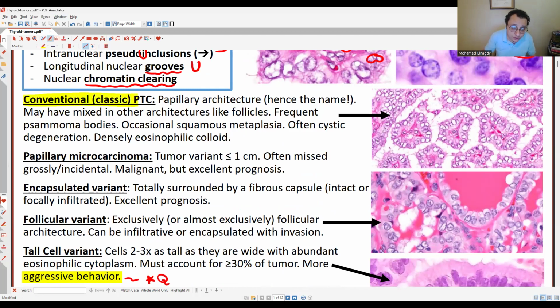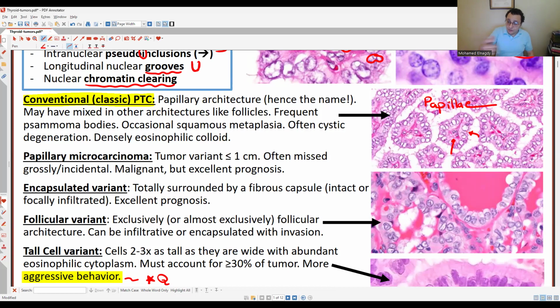of course, the conventional type, the classic type, which looks papillary. You see papillae. What's a papilla? It's an epithelial lining with a fibrovascular core. So here is a fibrovascular core, and here is the epithelial lining all around, and the epithelial lining is showing the classic nuclear features of papillary thyroid cancer. That's it. Boom. That's the conventional or classic PTC type.